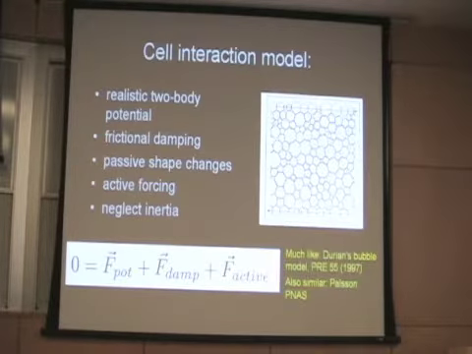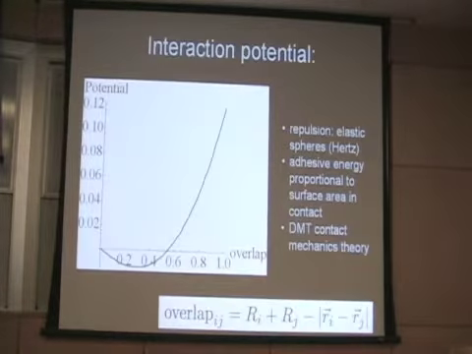And this, for those of you who are familiar, this idea is very similar to a model for foams by Doug Durian, with obviously changes. And so the interaction potential, I think, is interesting because there's other models like this, but they use something like a Morse potential. What I'd like to point out is that what you really want is a contact mechanics model for how these cells interact.